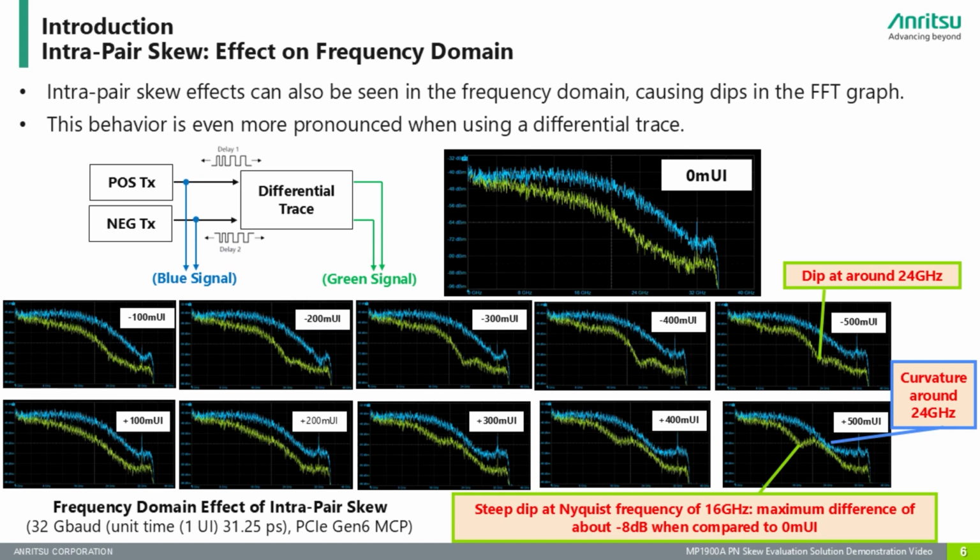In the frequency domain, intra-pair skew causes dips in the FFT graph. This effect is more prominent when using a differential trace. In this PCI Express Gen 6 example, at plus 500 milli-UI, a steep dip at the Nyquist frequency of 16 GHz can be observed. This results in a maximum difference of about 8 dB when compared to 0 UI skew.